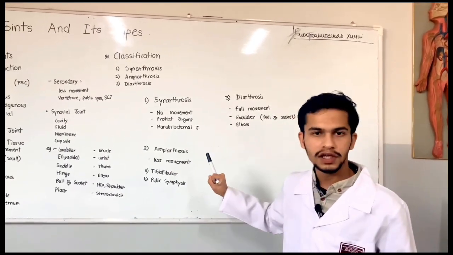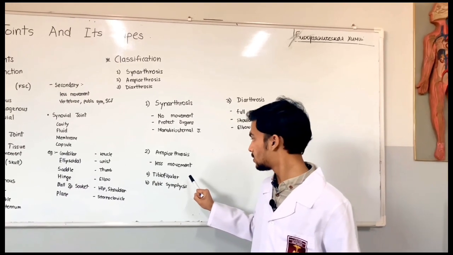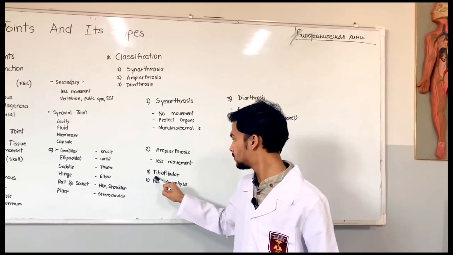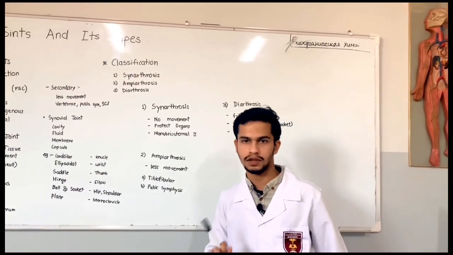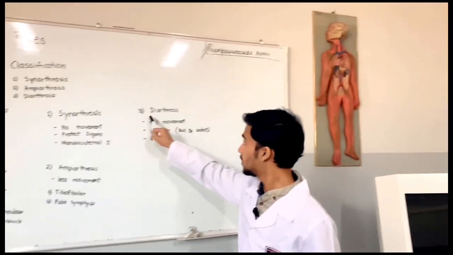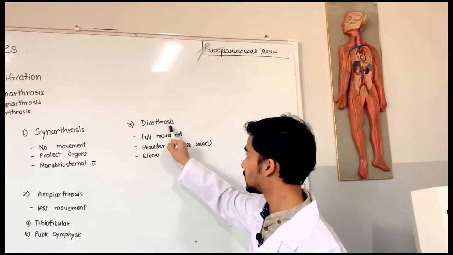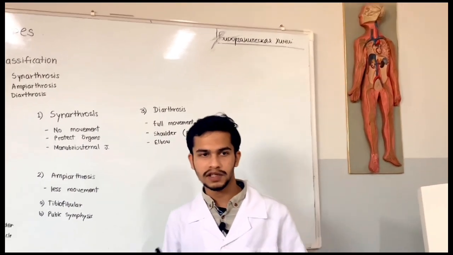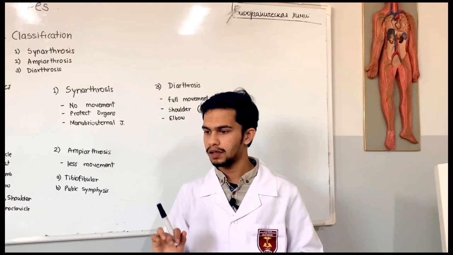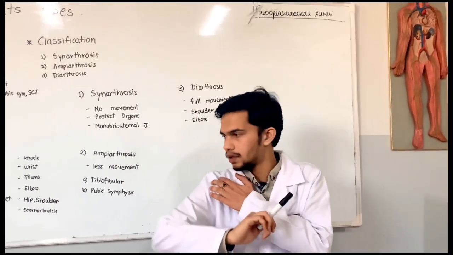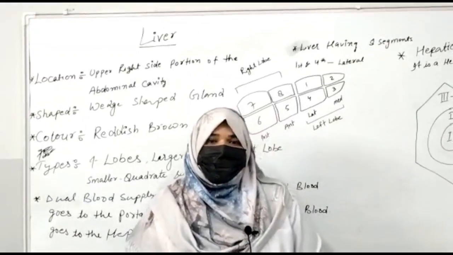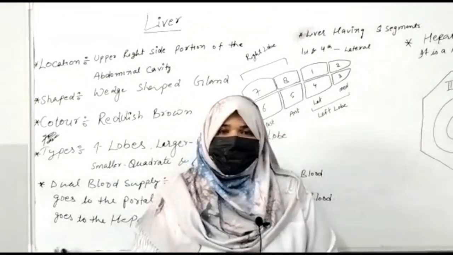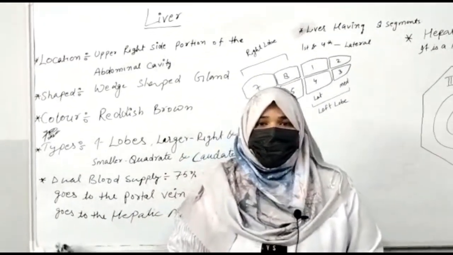Then the second classification of joints is amphiarthrosis joint. These possess less movement, and tibiofibular and pubic symphysis joints are examples of amphiarthrosis joints. Then we have the third classification of joint. It is diarthrosis joint. They possess full movement, and its example is the ball and socket joint, like the shoulder joint or hip joint.